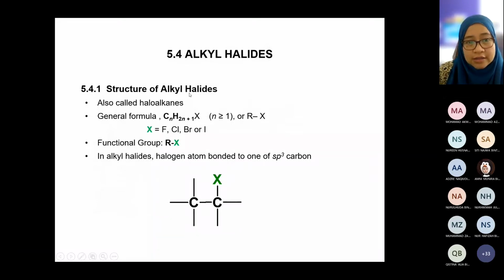Other than alkyl halide, it is also known as haloalkanes. Halo means halogen, alkanes means alkanes. That means one of the hydrogens of the alkane is replaced with halogen. So this is the general formula of alkyl halide. Basically it's the same as alkanes, it's just that one of the hydrogens is replaced with halogen. So it should be CnH2n+2, but it is CnH2n+1, and then it has X, because one of the hydrogens is now replaced with halogen.